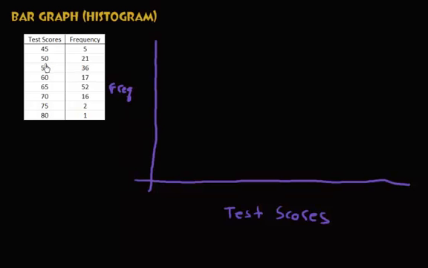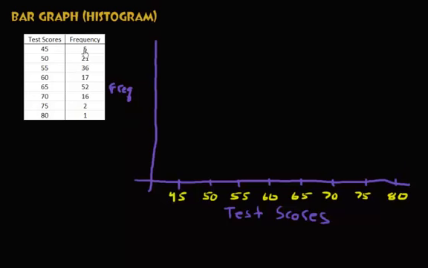Now the test scores start at 45 and they go up to 80. So how many do we have? We have 1, 2, 3, 4, 5, 6, 7, 8. So I'm just going to mark off 8. Alright. So I'm going to label these. So this is going to be 45. This will be 50, 55, 60, 65, 70, 75, and then 80.